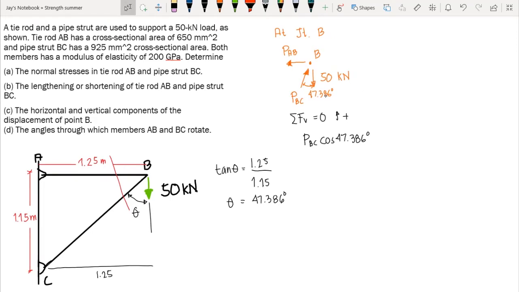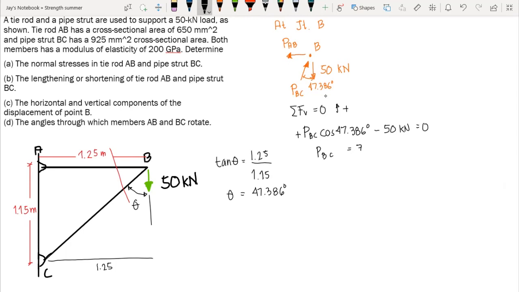Then we also have the load 50 kilonewton, which is acting downward, so therefore that is negative. So we have negative 50 kilonewton equal to 0. Now we have the positive vertical component of PBC since it is acting upward. So we have our PBC here, which is equal to 73.849 kilonewton. And then let's compute for the axial force PAB.